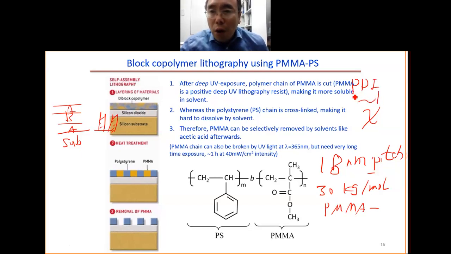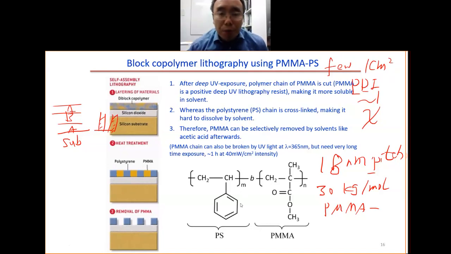Very pure means the polydispersity index, the PDI, is very close to 1. And when it is very pure, you get very few defects. So the industry gets only a few defects over 1 square centimeter of the periodic pattern. This is close to production.